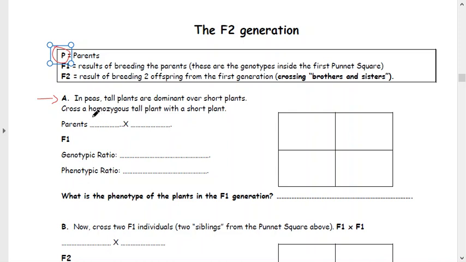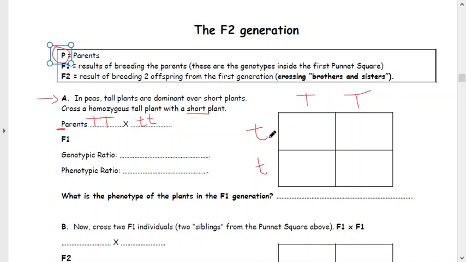So homozygous tall is capital T, capital T. And if you're short, that means there are no dominant alleles. That means you are homozygous recessive. You have to be. Lowercase t, lowercase t. This is the P generation, the parent generation. So the parent generation is what goes on the sides of your very first Punnett square.